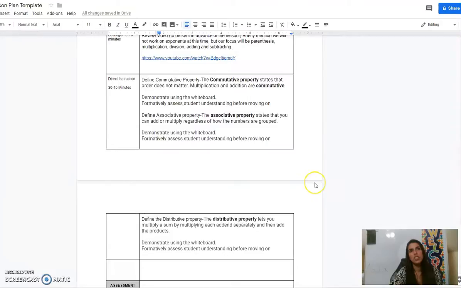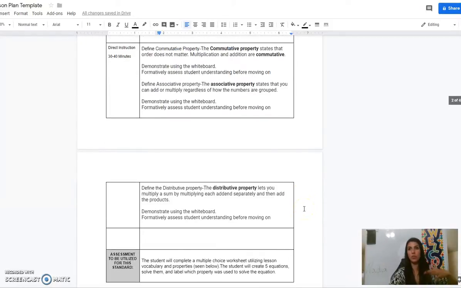And so for that direct instruction, it's just going to be a back and forth between he and I. So I will introduce the different properties, demonstrate them on the whiteboard, and have him demonstrate that he understands, and then we'll erase our whiteboards and we'll move on to the next property. I expect that to take around 30 minutes, 30 to 40. And then after we went through this, I'm going to formatively assess how he's doing throughout the lesson, just do little checks. And if he's doing okay, then we will move on.